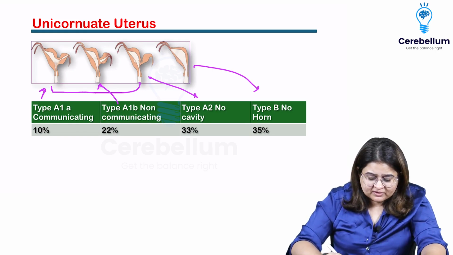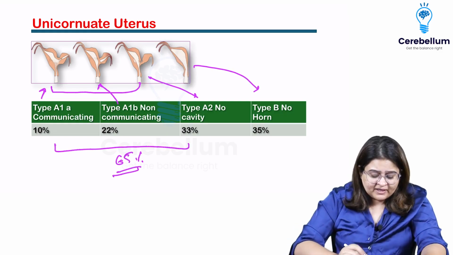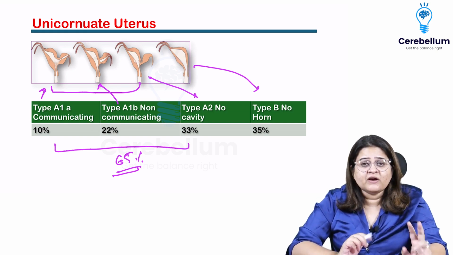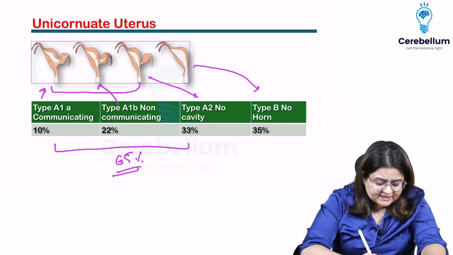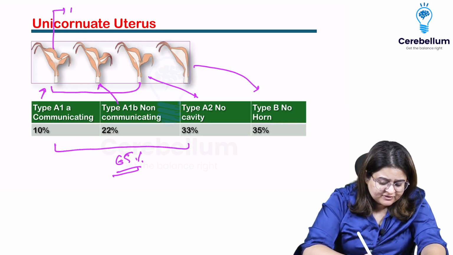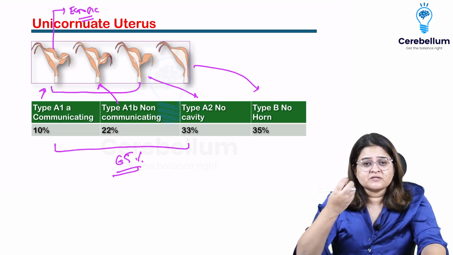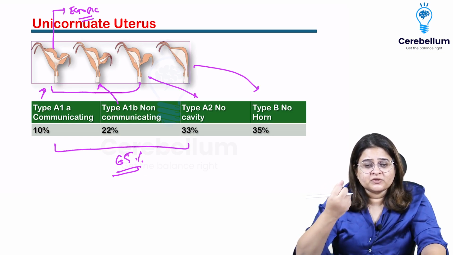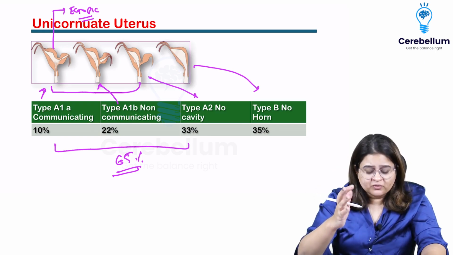Okay, so in fact, the majority, almost 65% of unicornuate uterus will have a horn. And if it has a horn, then you have several problems. So if it has a horn which is communicating and has a cavity, the problem you can have here is an ectopic pregnancy in the rudimentary horn, which typically presents as a mid-trimester rupture of the horn and hemoperitoneum or shock. Patient coming in shock in the second trimester, always think of a pregnancy in a rudimentary horn.